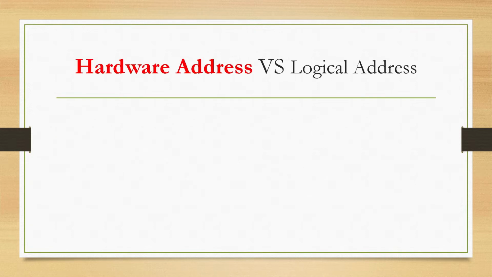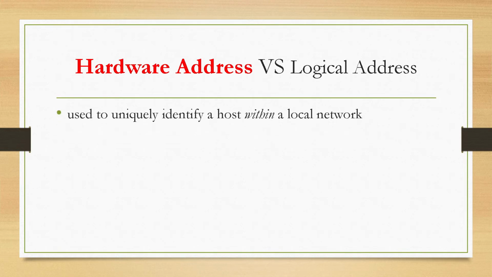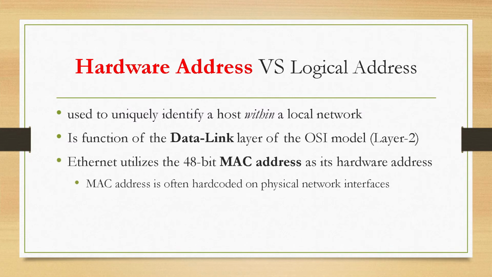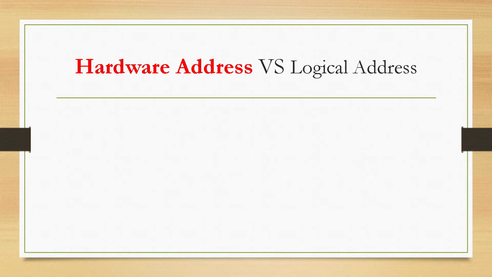To start with, we have hardware address versus logical address. What is a hardware address? This is used to uniquely identify a host within a local network. It is also a function of the data link layer of the OSI model, layer 2. Ethernet utilizes the 48-bit MAC address as its hardware address. This MAC address is often hard-coded on physical network interfaces.